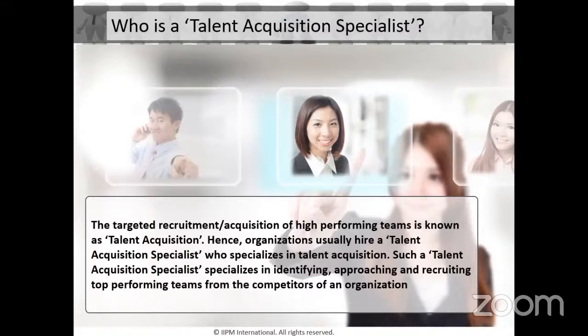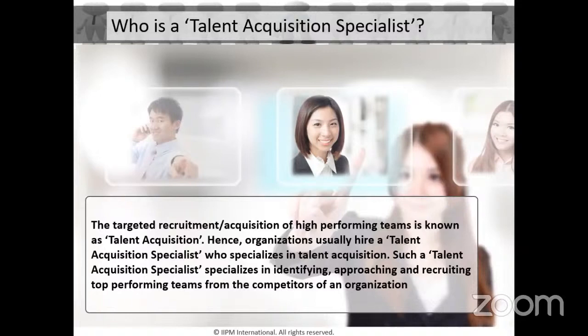Hence, organizations usually hire a talent acquisition specialist who specializes in talent acquisition. Such a talent acquisition specialist specializes in doing what? In identifying, approaching, and recruiting top-performing teams from the competitors of an organization. That way, they can have the best hands working within the department or the organization, okay? That's why we usually hire a talent acquisition specialist.